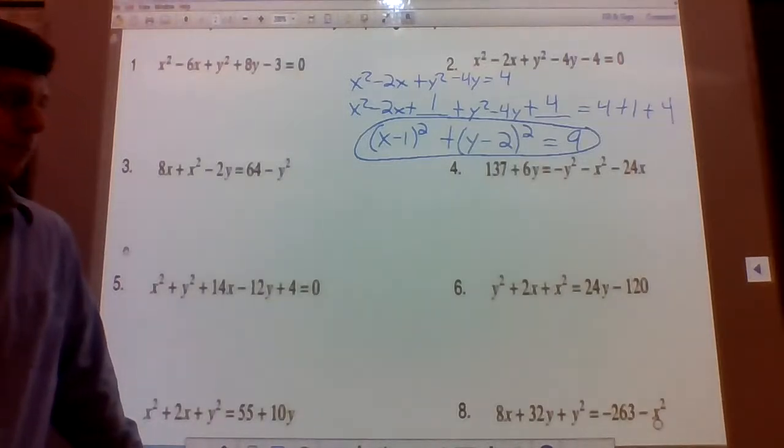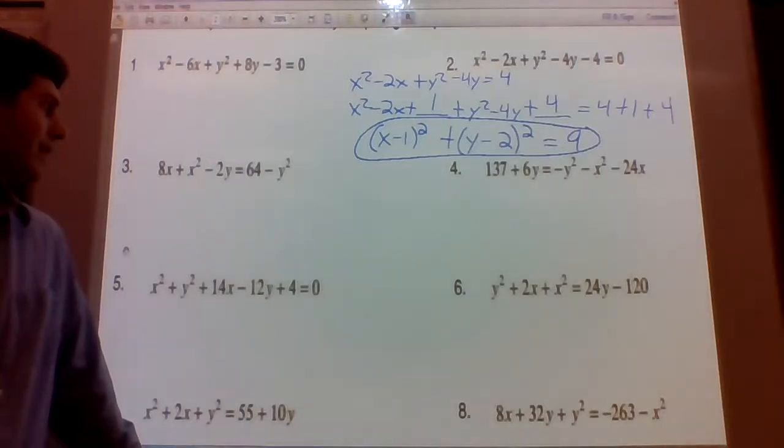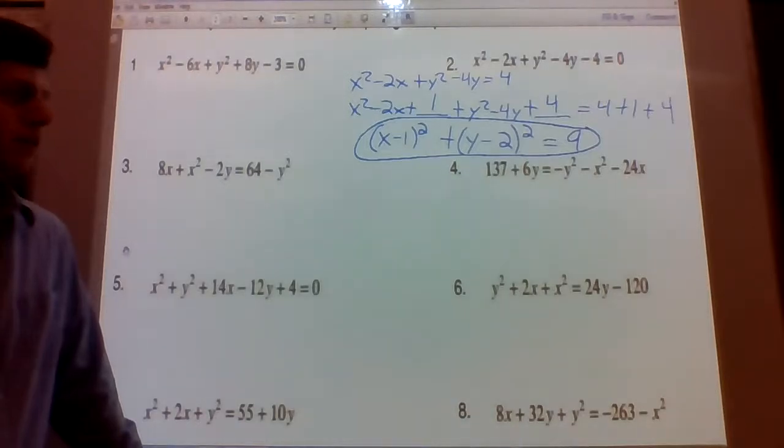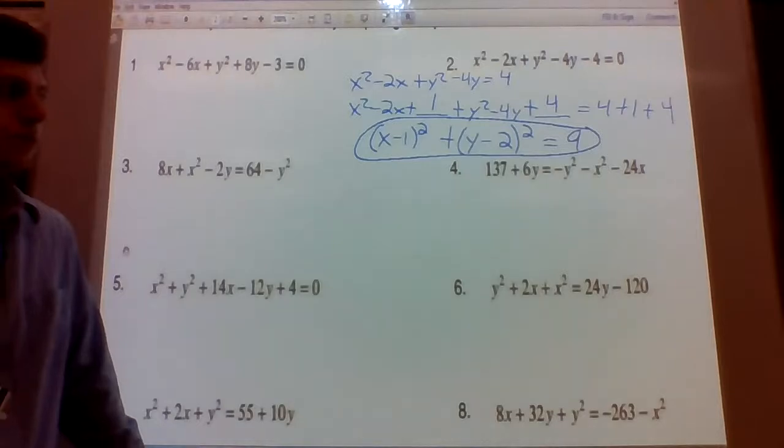We want positive numbers, positive x squared, positive y squared. Otherwise, it's not a circle. So we should have plus y squared and plus x squared. Otherwise, it's not a circle. So all of these are going to have positive x squareds and y squareds.